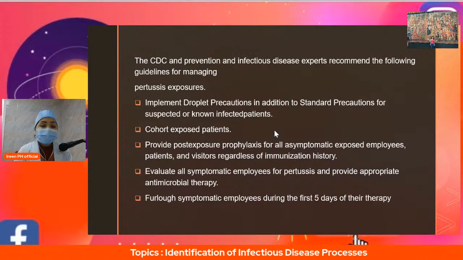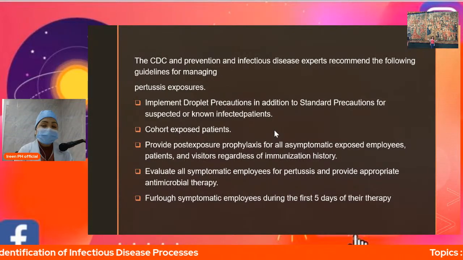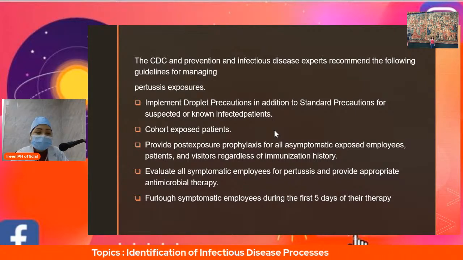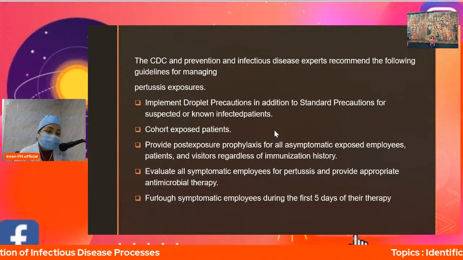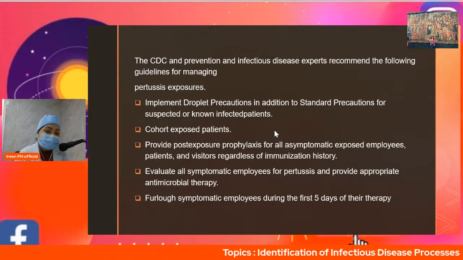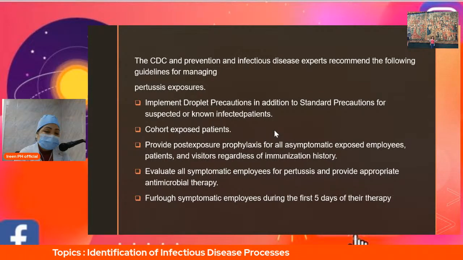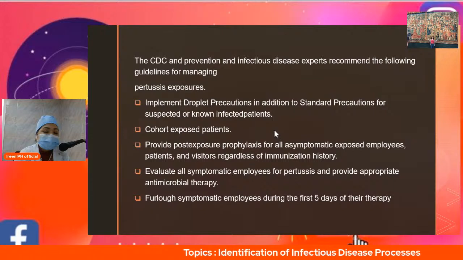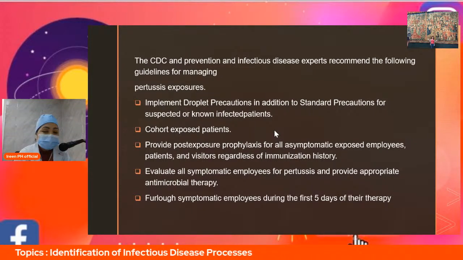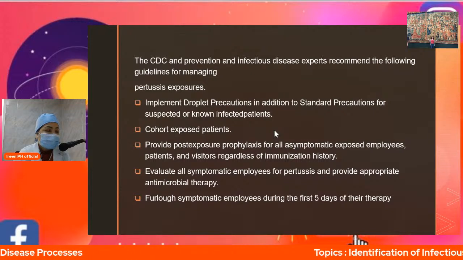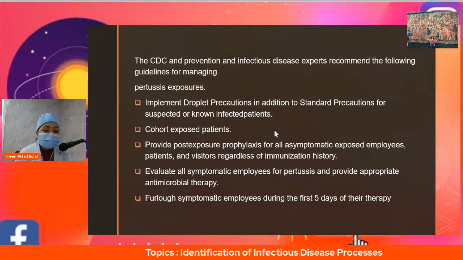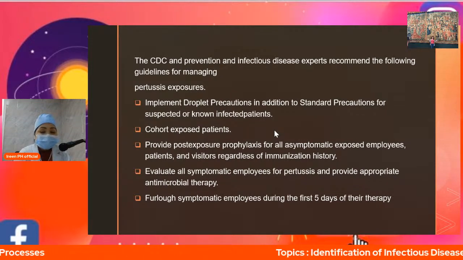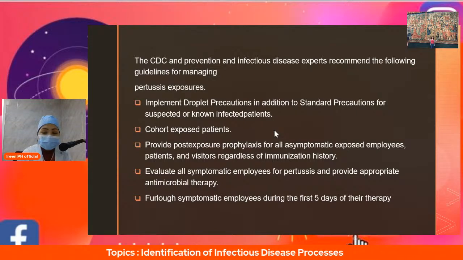The CDC, the Centers for Disease Control and Prevention, and infectious disease experts recommend the following guidelines for managing Bordetella pertussis exposures. Implement droplet precautions in addition to standard precautions for suspected or known infected patients. Cohort exposed patients. Provide post-exposure prophylaxis for all asymptomatic exposed employees, patients, and visitors, regardless of immunization history. Evaluate all symptomatic employees for pertussis and provide appropriate antimicrobial therapy. Exclude symptomatic employees from work during the first 5 days of their therapy.